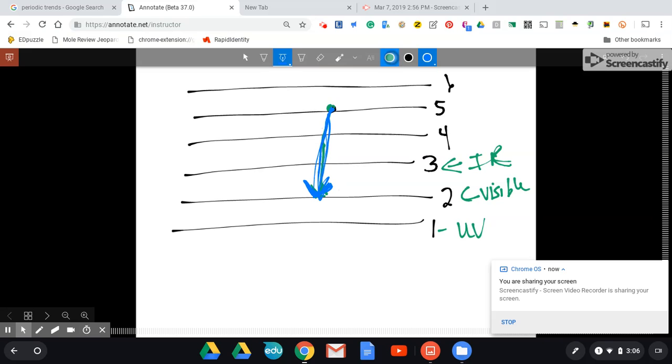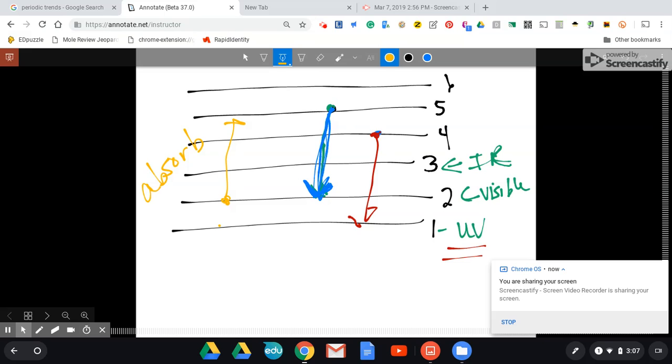If I'm an electron at level 4 and I drop to 1, right here I'm going to give off UV. Let's say I'm an electron at level 2, I'm here, and I go up to here. Am I going to give off light? No. I have to absorb energy when I go up. So you've got to know these energy transitions.